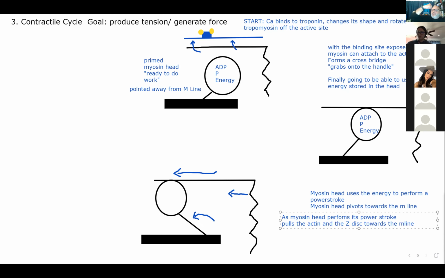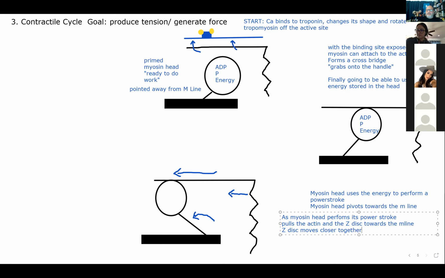Now, remember, we're looking at the right side of our sarcomere where this is happening, but the same thing is happening on the left side. On the left side, the myosin head is grabbing and performing a power stroke as well. So if both myosin heads are grabbing and pulling the actin and the Z disc towards the M line, what happens to our Z discs as these power strokes are performed? They're getting pulled closer together. Our Z discs are moved closer together.